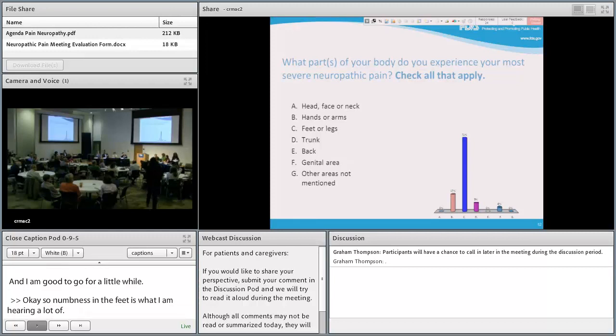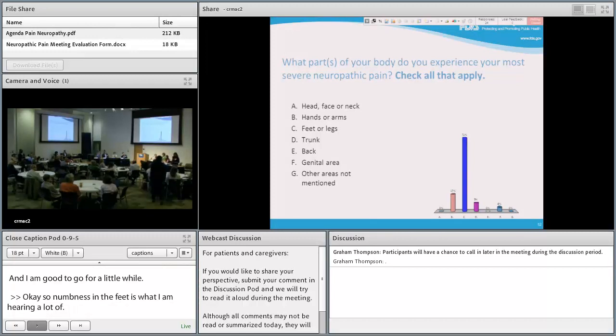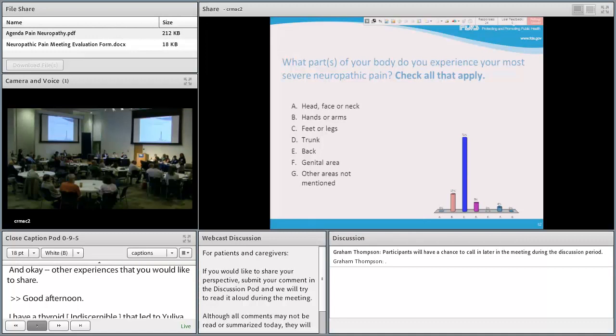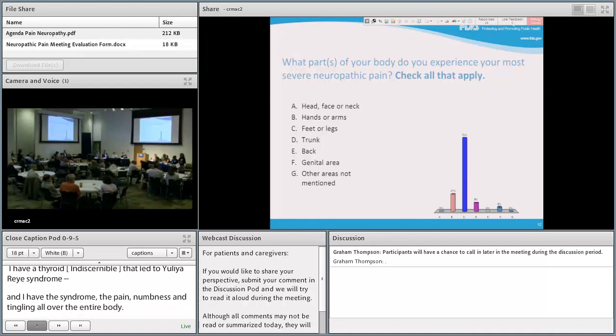Right here. Good afternoon. I had a thyroid storm that led to Guillain-Barré syndrome, and I have the pain, the numbness, and the tingling all over my entire body. There's not a specific area that's worse than the other. It's all bad all the time.